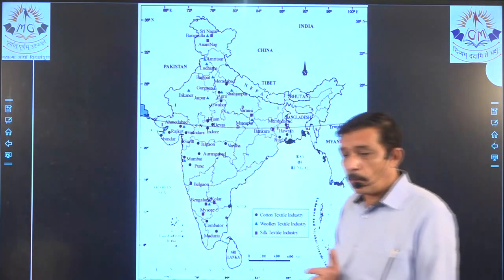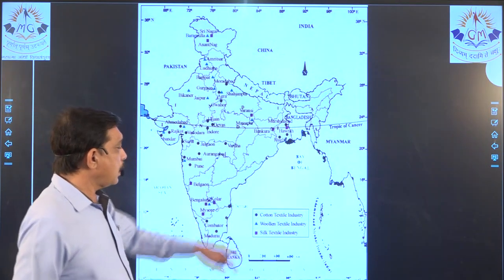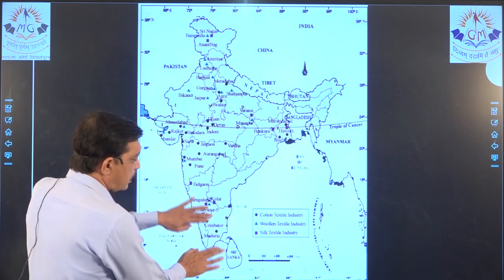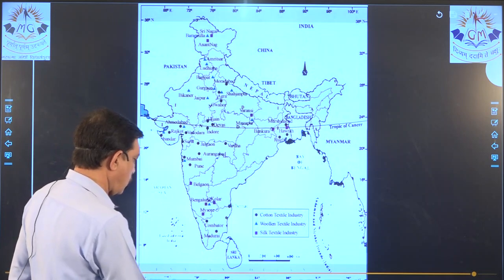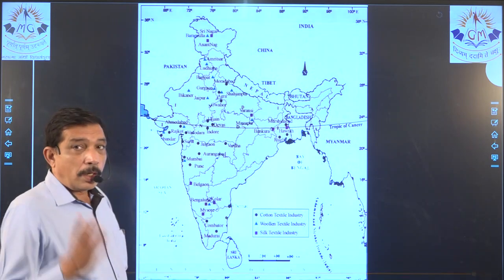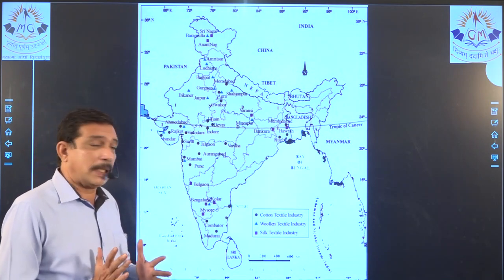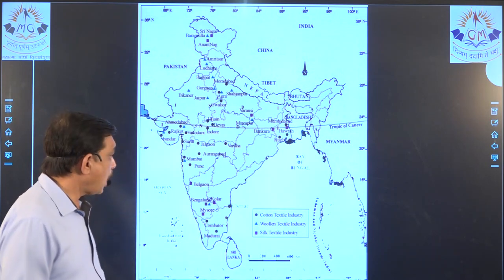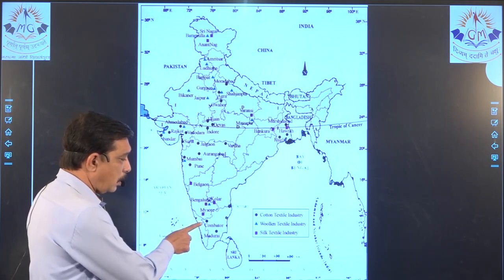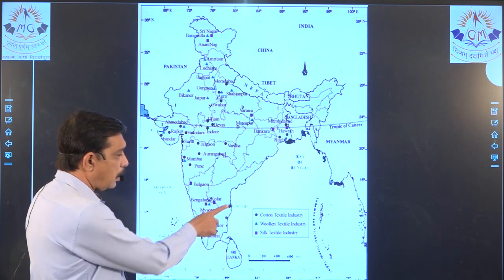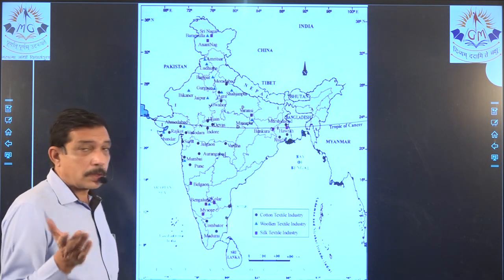Now we come to a very important thing, that is map marking, right? Now, as we can see, cotton textile industry. We'll start from over here. You have the material with you, so it will be very easy. We'll first take the cotton textile industry, marking one in the south. Then there will be 3-4 places: Coimbatore, Madurai, Puducherry, and Chennai also is one.